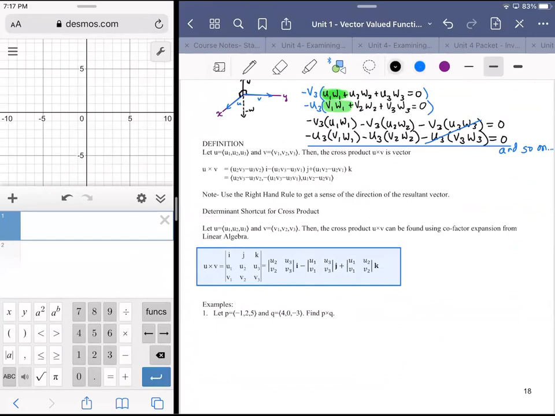All right. So we're going to create a determinant with the first row being i, j, k. P goes in the first numerical row. We already got the first real row accounted for. That's going to be -1, 2, 5. Q is going to go in the remaining row, the last available row, 4, 0, -3.